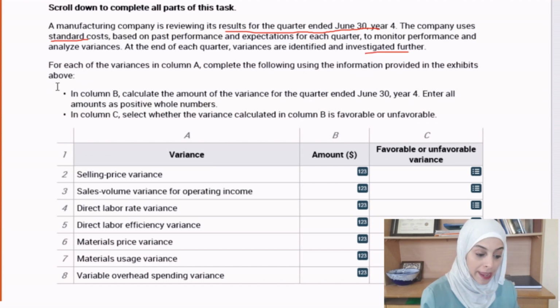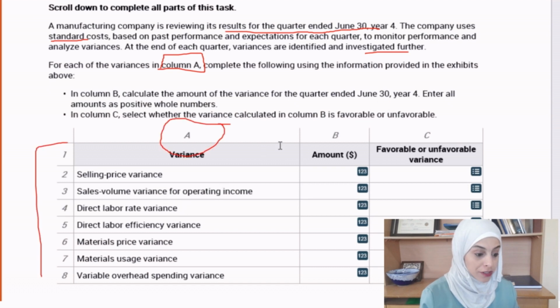So here we have column A, and they will give us some variances. For example, here selling price variance, sales volume variance, and they want us to complete the required information for each variance. So what are they saying here exactly? In column B, calculate the amount of the variance for the quarter ended June 30, year 4. So in column B here, we should calculate the amount of the variance and then put the number in column B for the variance they are asking about.